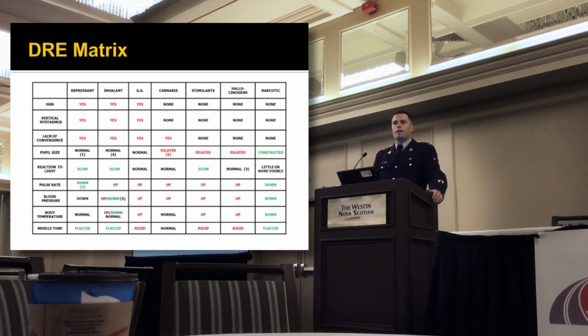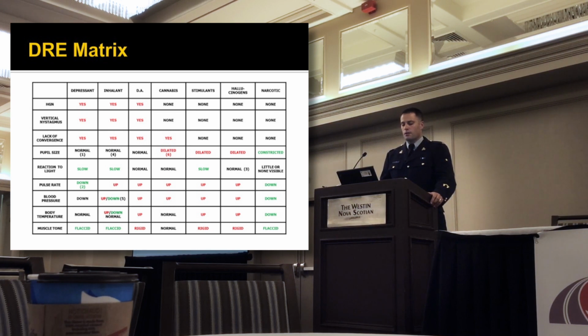Earlier I alluded to the fact that different categories of drugs create different symptomology in the body. And this is used with current medical knowledge. There are different things that we look for as a result of the DRE evaluation. For example, horizontal gaze nystagmus, the reaction to light, the blood pressure and muscle tone are seen on the vertical boxes on the chart. Across the top, you'll see the different categories of drugs.